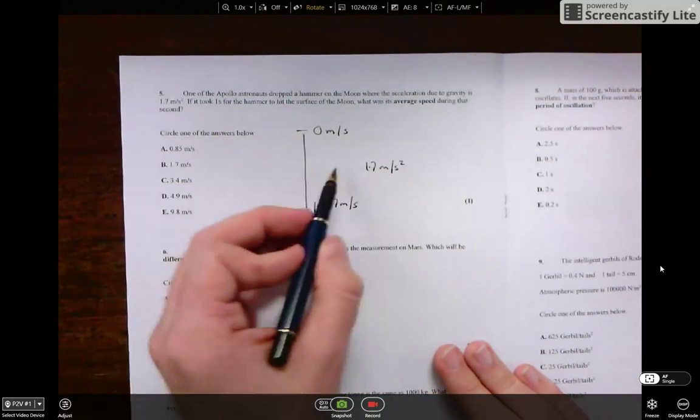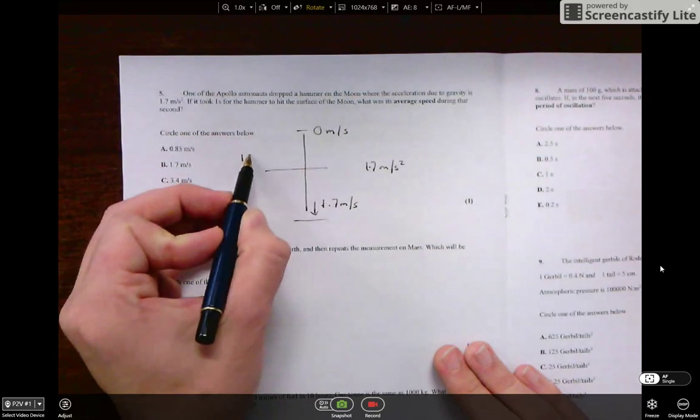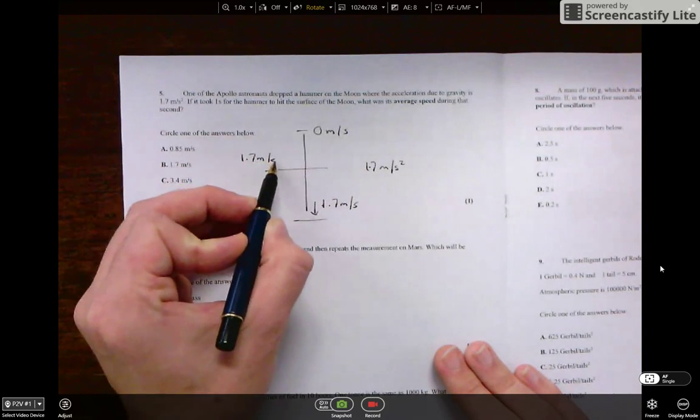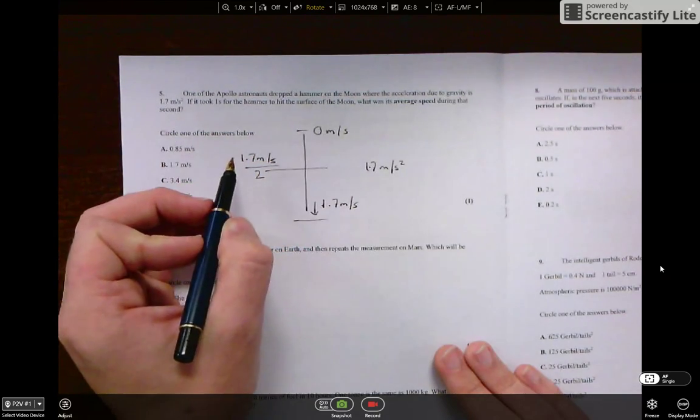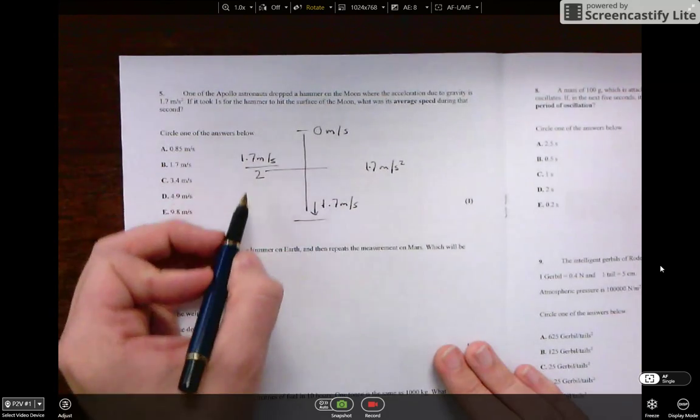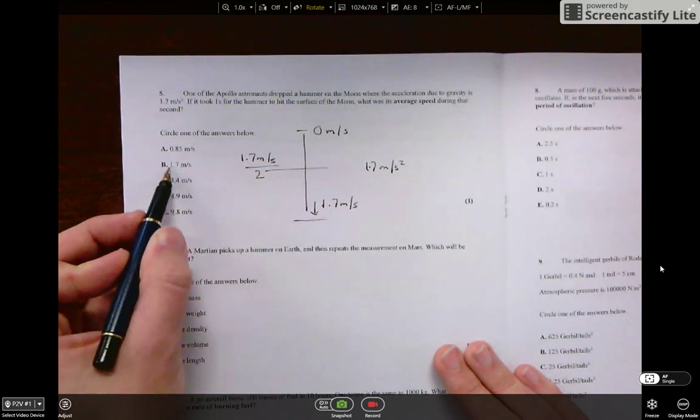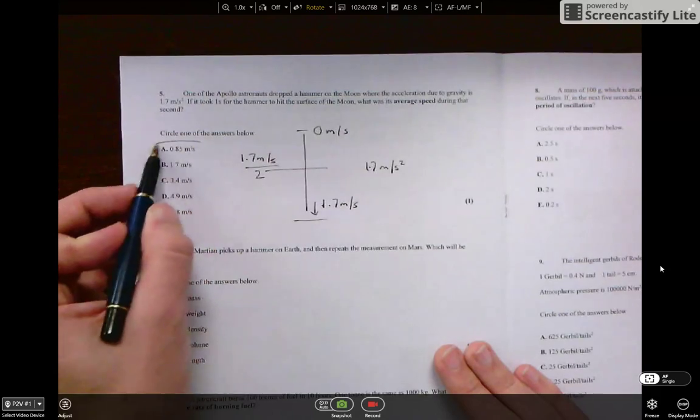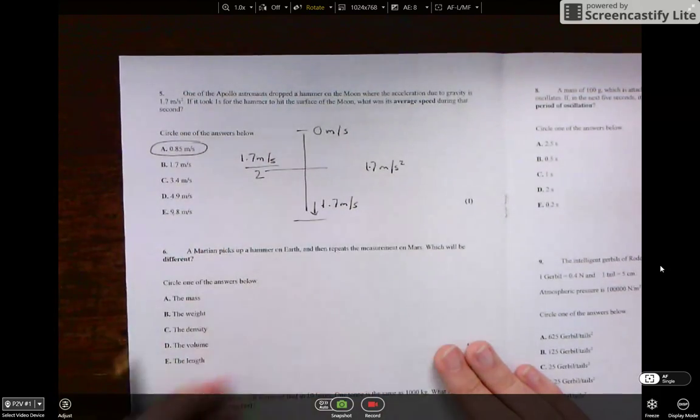So the average speed is half of that, so 1.7 meters per second over 2. That's the average speed. And of course, that is not going to be any of these answers because they're too big. It must therefore be this answer, 0.85, which is a half of 1.7.